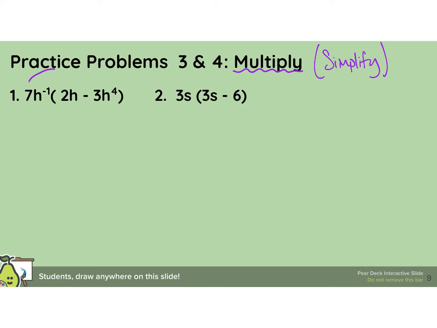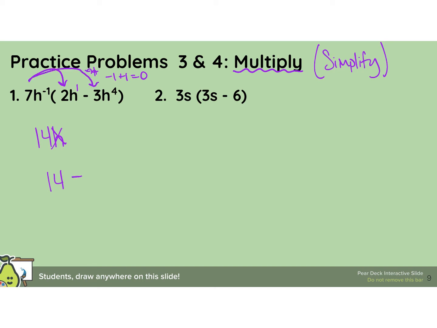So we're going to start off coefficient times coefficient. 7 times 2 is 14. Write our variable. We are adding exponents. I have -1 plus 1, that's 0. If I get a 0, that means I don't have a variable. So it's just 14. Then I put my minus sign.